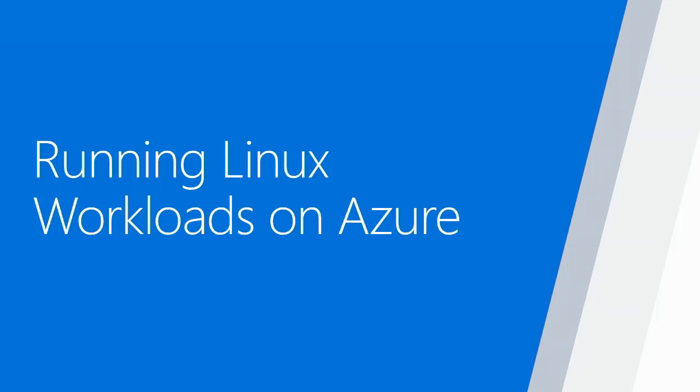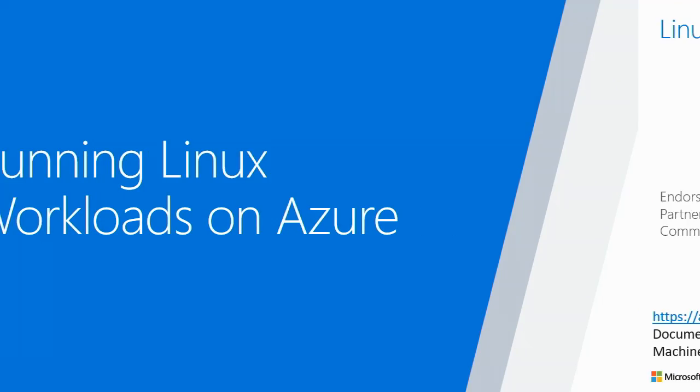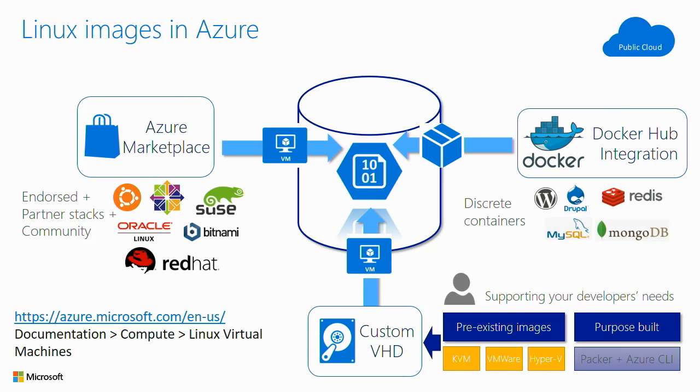So getting into actually running Linux workloads on Azure. There are three main ways you can run Linux. The first way is provisioning from the marketplace. So we have offerings from all the major Linux distributions, as well as community images that you can provision from the marketplace.